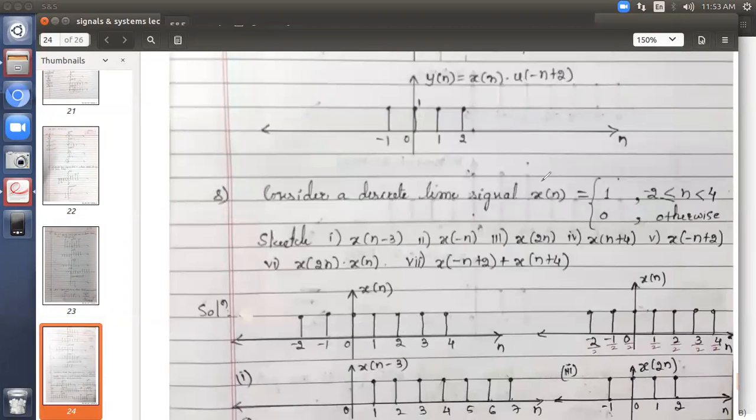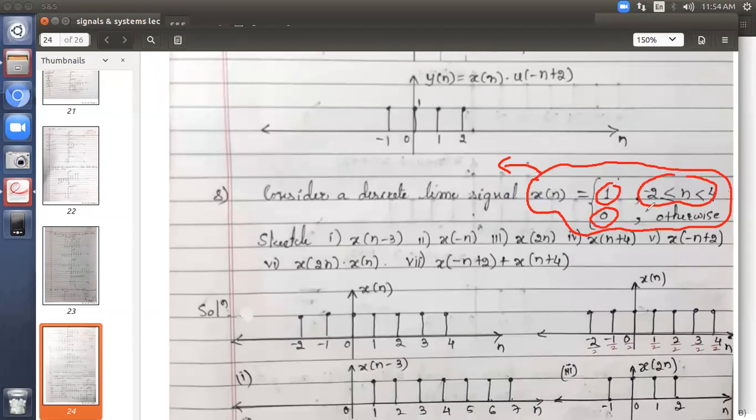Consider a discrete time signal x of n. X of n, instead of giving you the figure signal directly, they have given you in this form. You should draw this. Okay, that's why I have taken this example. X of n, they have defined for some time range the amplitude, and 0 otherwise. You need to sketch some 6 to 7 points. So let us go with that one by one. So let us start the solution. The solution will be from drawing the signal x of n.